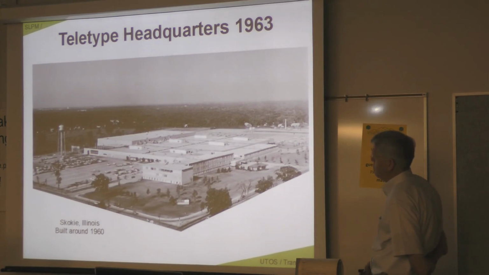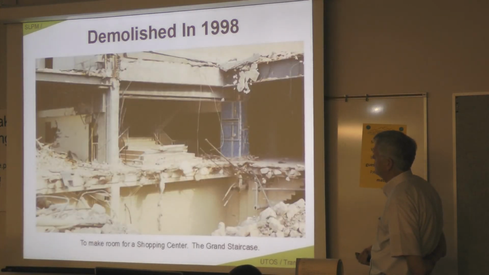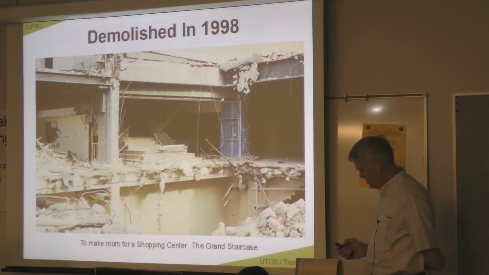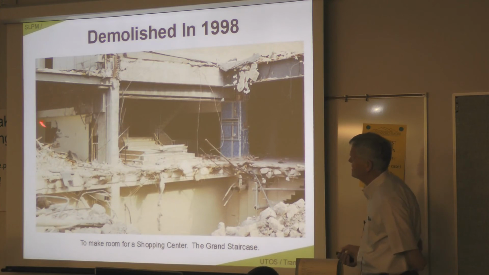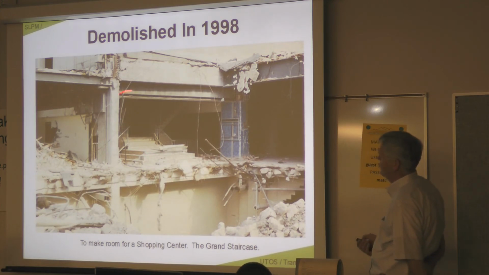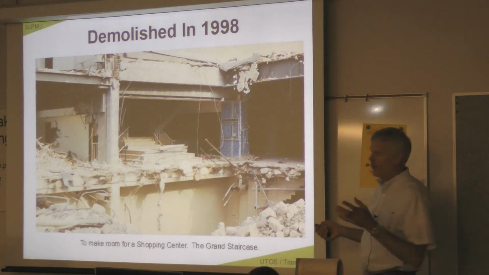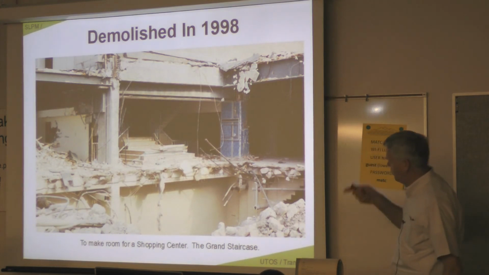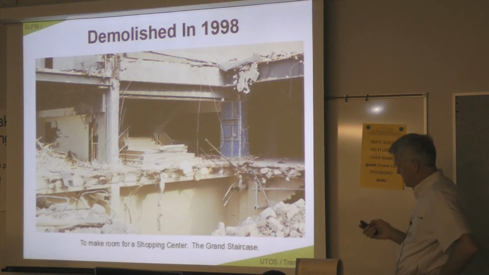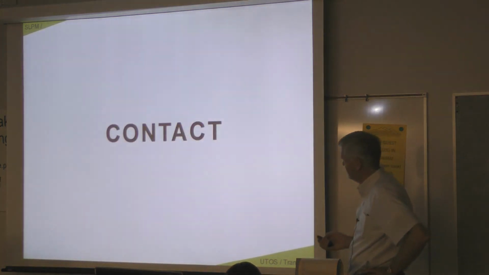This is the headquarters that Teletype had built in 1960. This was near Chicago. They had another big facility in Little Rock, Arkansas. And this is that same building. In 1998, they tore it down. And this is actually the grand staircase. And many pictures were taken of the Telepal Queens and so forth. But one of the employees went over there and took some pictures when they were tearing it all down. And it's now a shopping center near Chicago.